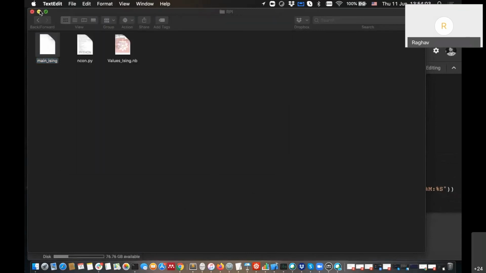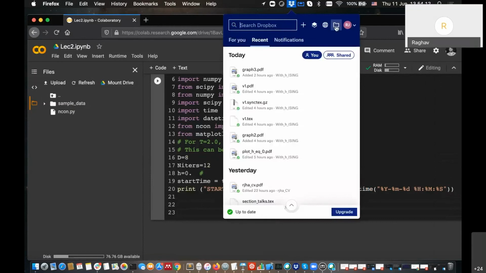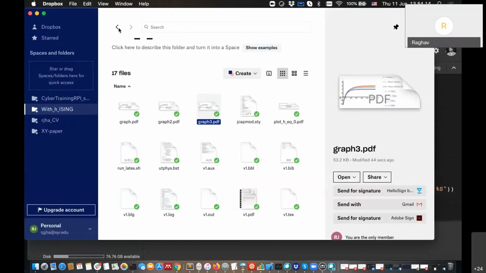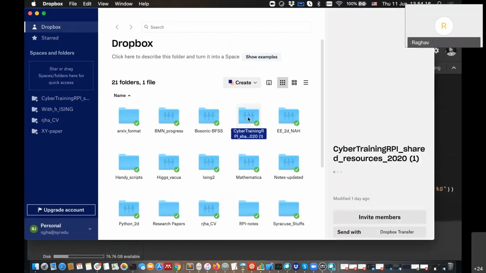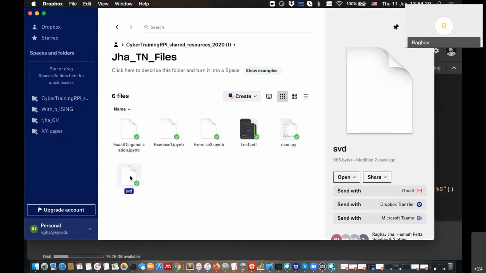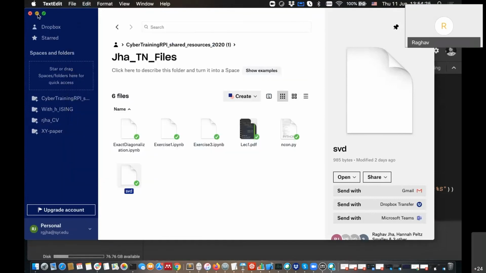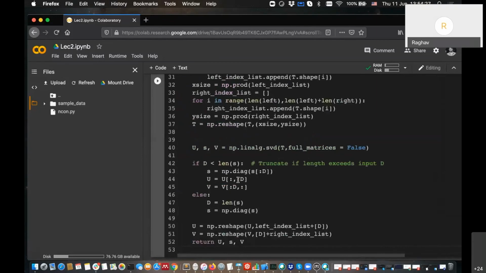Now I can go and copy the SVD, which you have in the Dropbox folder. I'll go to the Dropbox folder, go to this folder, and copy this. So I get this function here.